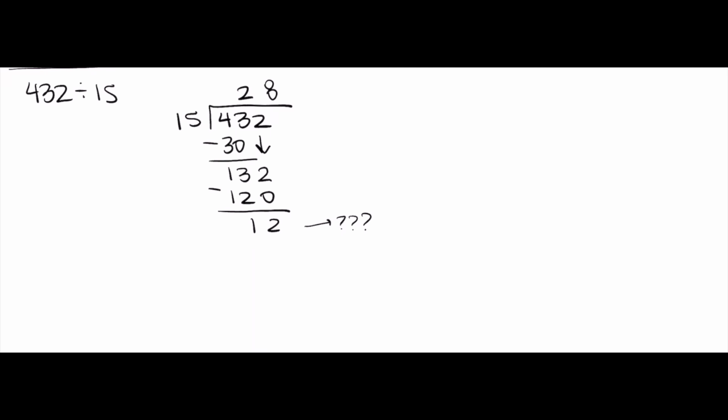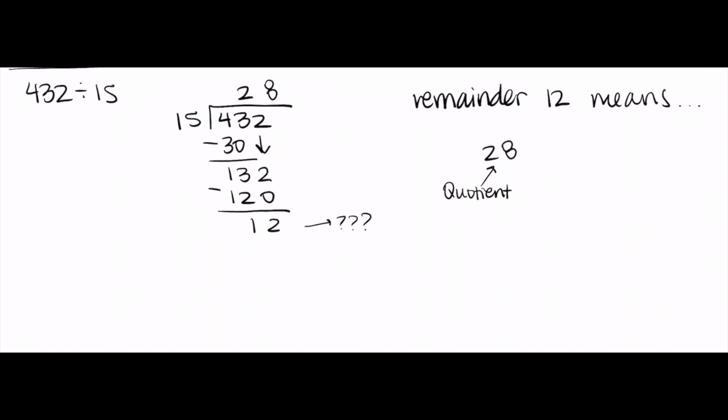So what does this remainder of 12 mean? What are we going to do with this? So we know that our quotient is 28, right? What we're going to do is we're going to take our remainder of 12. That's going to be the numerator of our fraction, and our divisor, what we divided by, right? That will be the denominator. So one way to rewrite 28 remainder 12 would be 28 and 12/15.